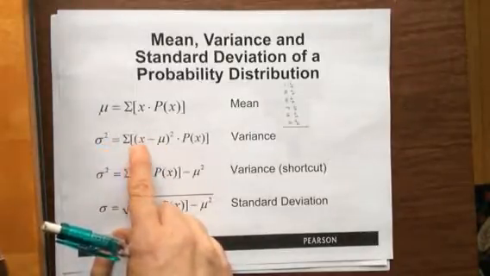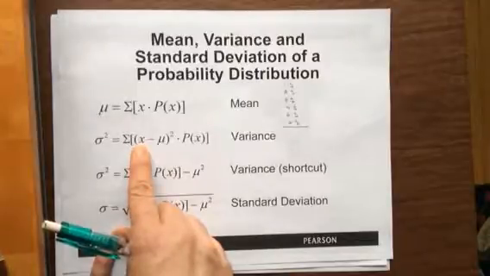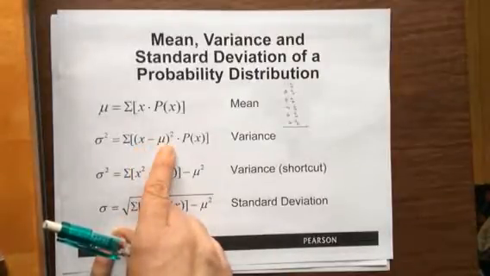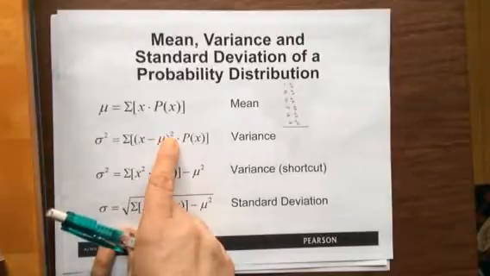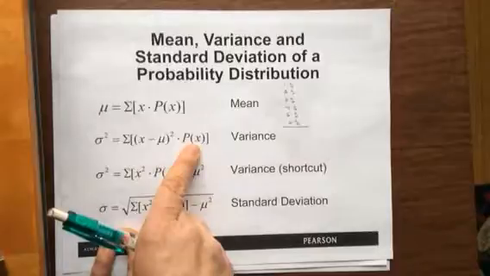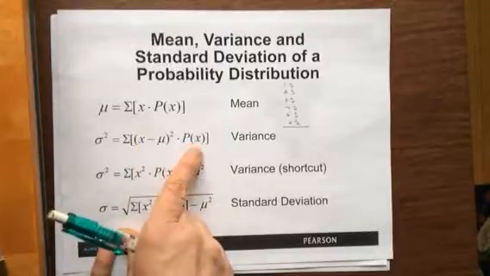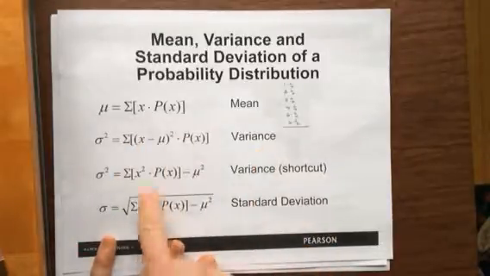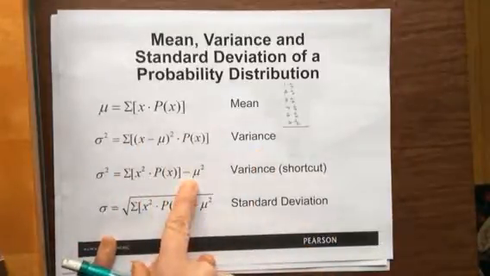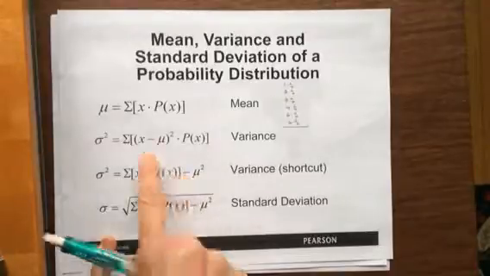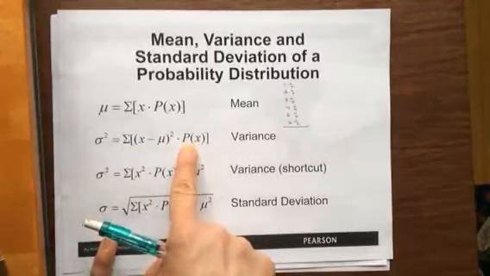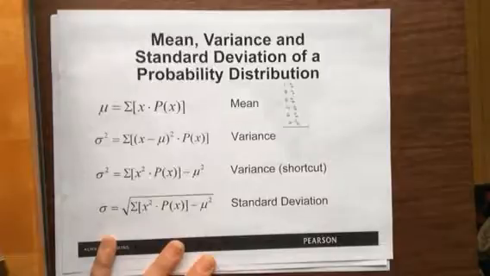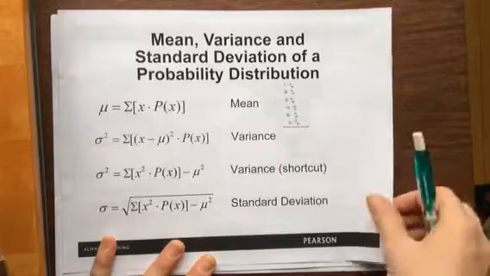So the formula is we're going to take all of our x values minus our mean, square that so that it's not negative, and then we're going to multiply on our probability, which is like our weight. And after we've done that, we're going to add up all those answers, and that'll be our variance. This is an alternative shortcut for variance, but we're going to use this formula for the example we're going to do next. And then remember, standard deviation is the square root of the variance.